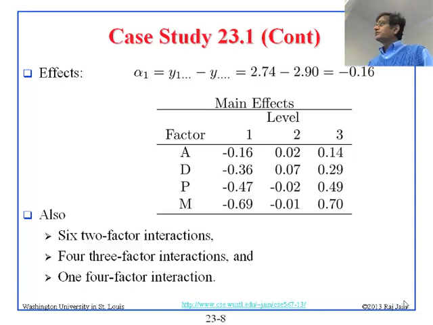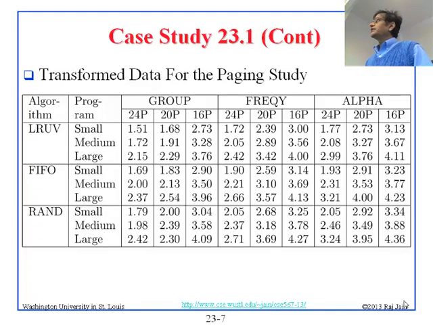Now let's see how do we do two-factor interactions. It is very similar to the previous one. Suppose we want to find out the interaction which has LRUV is small and FIFO medium. Then you take all the numbers that have that property. This one has LRUV is small, and what is the FIFO value here?